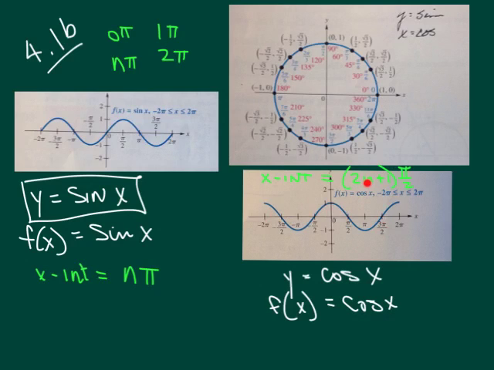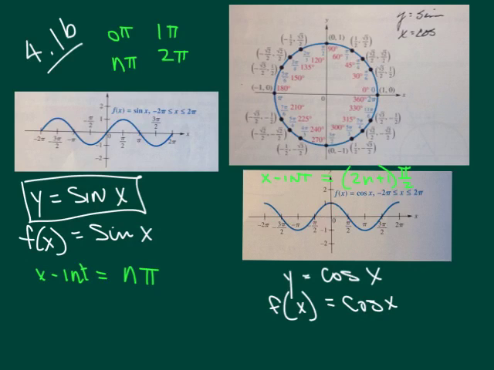If I put in 0, 0 times 2 is 0, plus 1 is 1, it's going to cross at pi over 2. Sure does. If I put in negative 1, negative 1 times 2 is negative 2, plus 1 is negative 1, so it's going to cross at negative 1 times pi over 2, which is negative pi over 2. Sure enough, it does. So this formula works to find the x-intercept where it crosses the x-axis for the cosine.